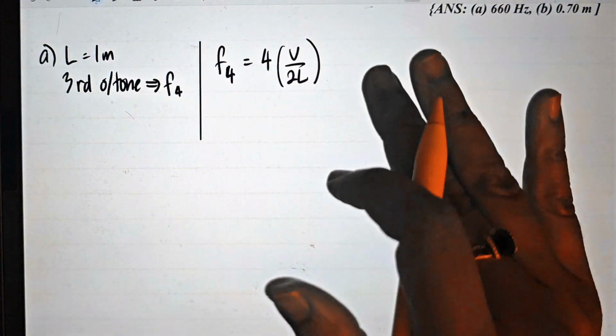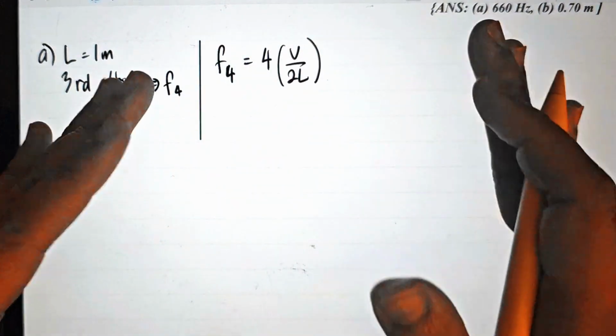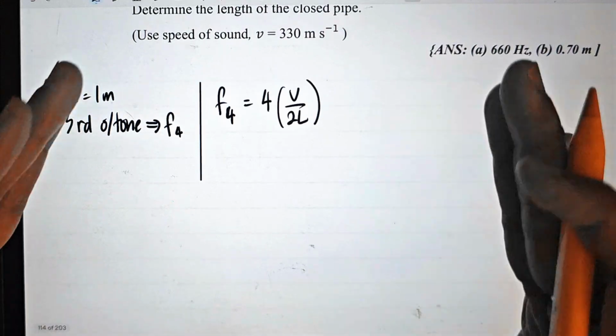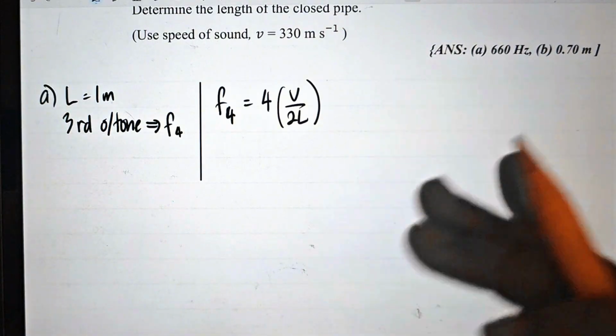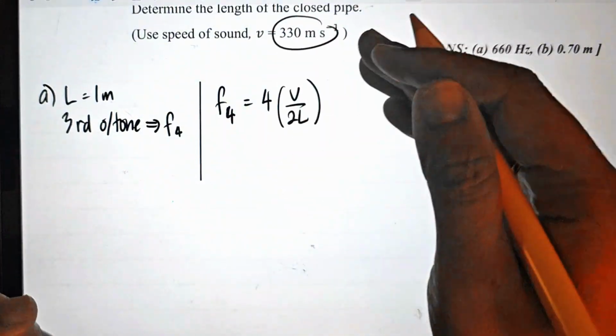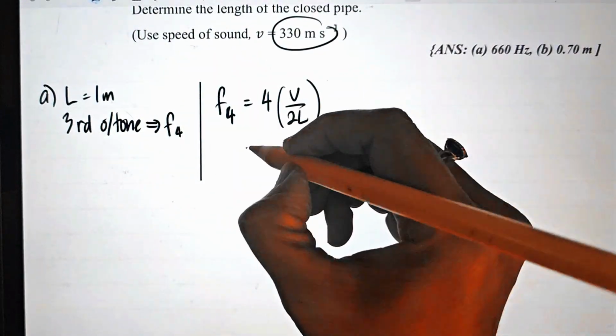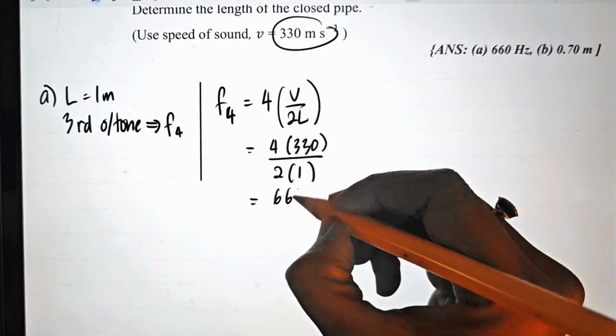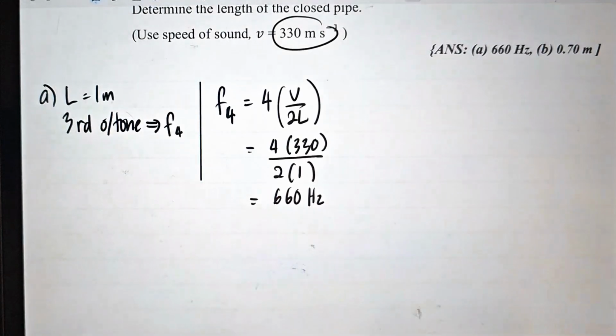Now, unlike the stretched string, which has a transverse wave, this one we are talking about an air column. An air column has no transverse wave. So straight away, we're going to use the V from the speed of sound. So the answer is 660 Hertz.